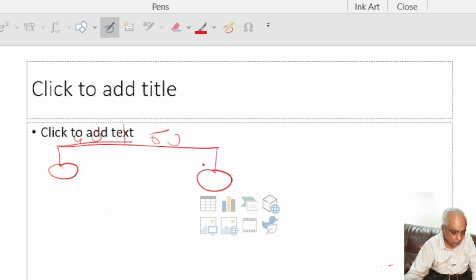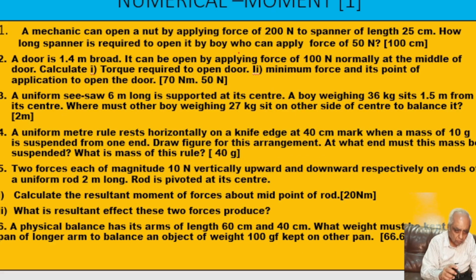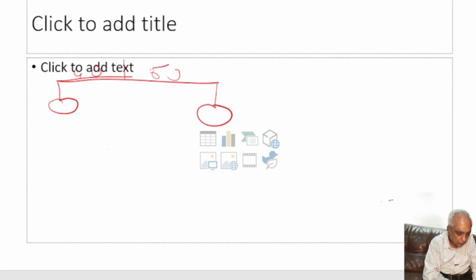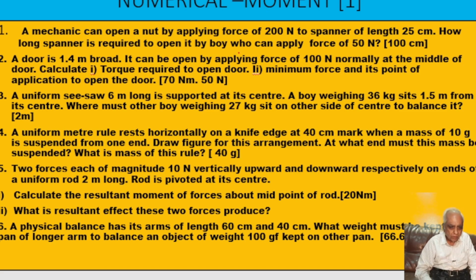Okay, so the question reads, let us go back to the question. What weight must be kept on pan of longer arm? 100 gram is kept on the other one. So 100 gram force is kept on the other arm. We want to find the weight on the longer arm. So 100 gram is kept on the shorter arm. We have to find the weight on the longer arm. The shorter arm is having 100.